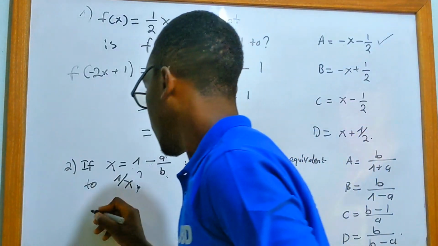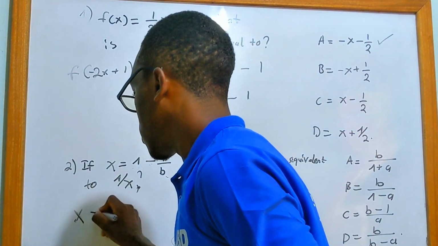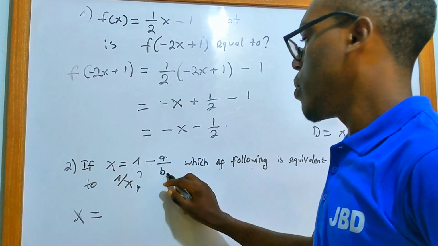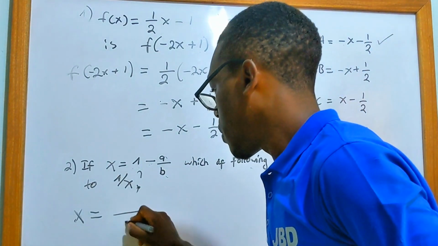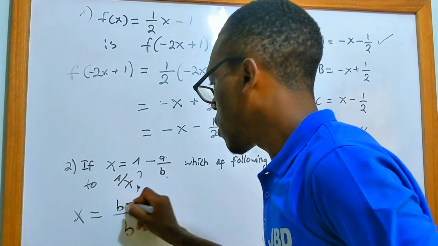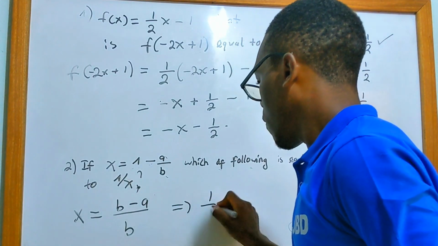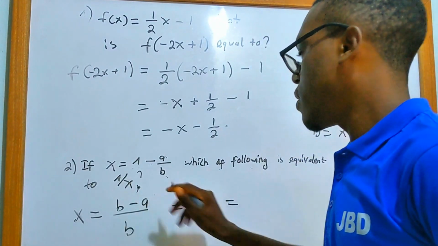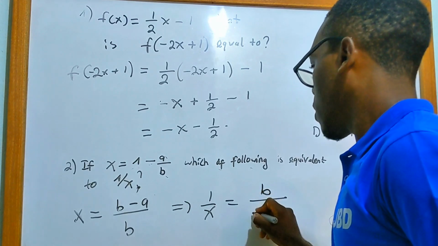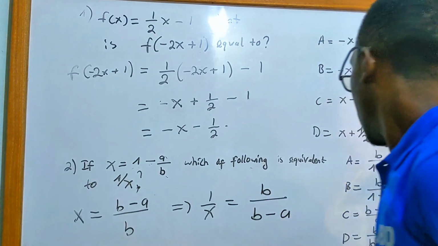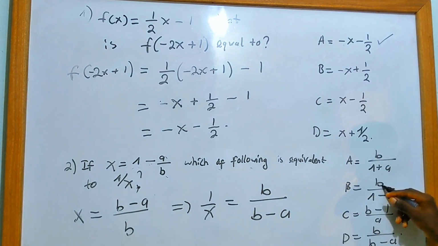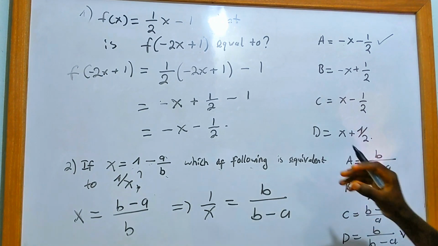So what I'm going to do now is to have x equal to 1 minus a on b. You can do the LCM to have ab at the denominator and b minus a. So x equals that, which implies 1 over x is equal to, you just have to invert this, b all over b minus a, and this is equivalent to b all over b minus a. That's strictly how we solve it.